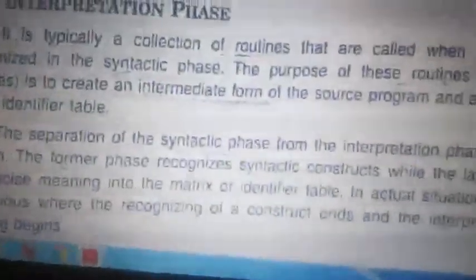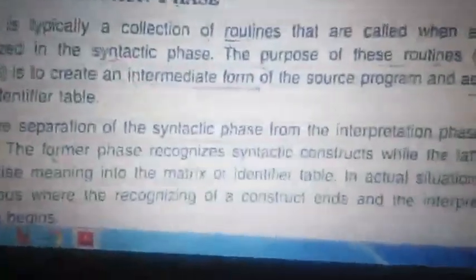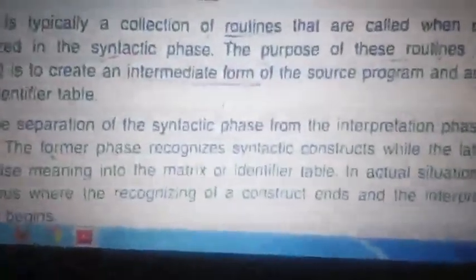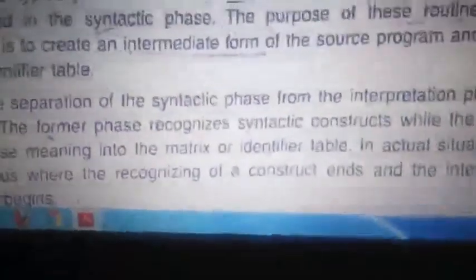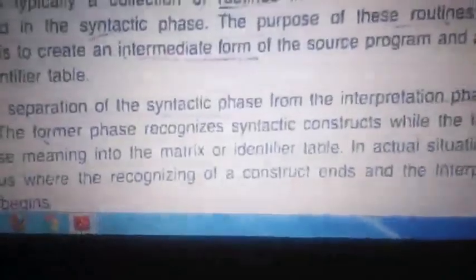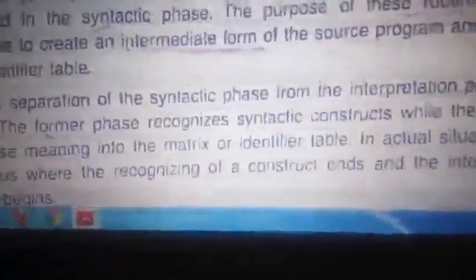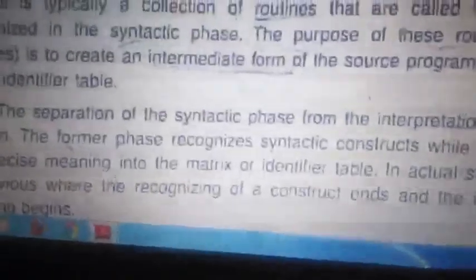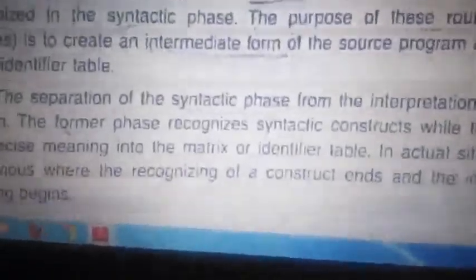Intermediate form means the middle form. The best way of writing the middle form, we already discussed: arithmetic, non-arithmetic, non-executive, right? In arithmetic, we discussed two things, one is the parse tree and the other is the matrix. Of those, the best way of representing the intermediate form is the matrix.